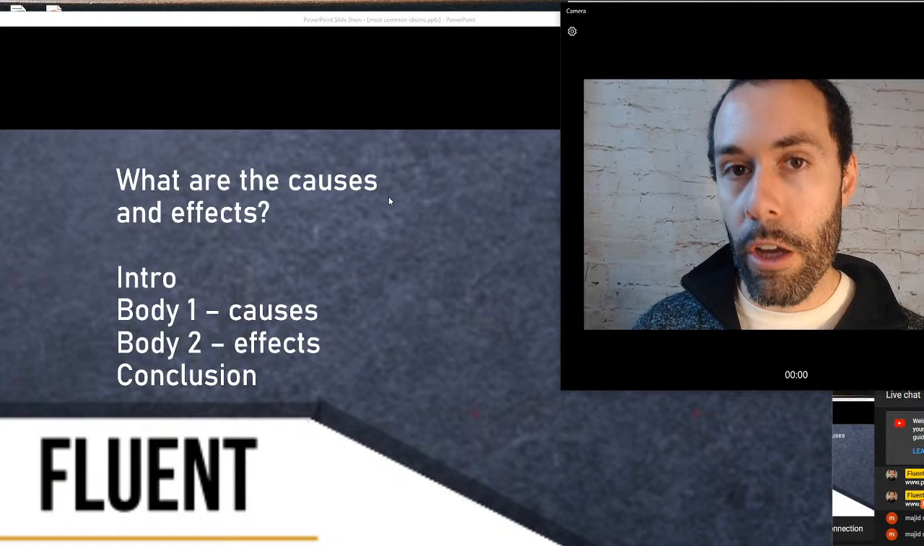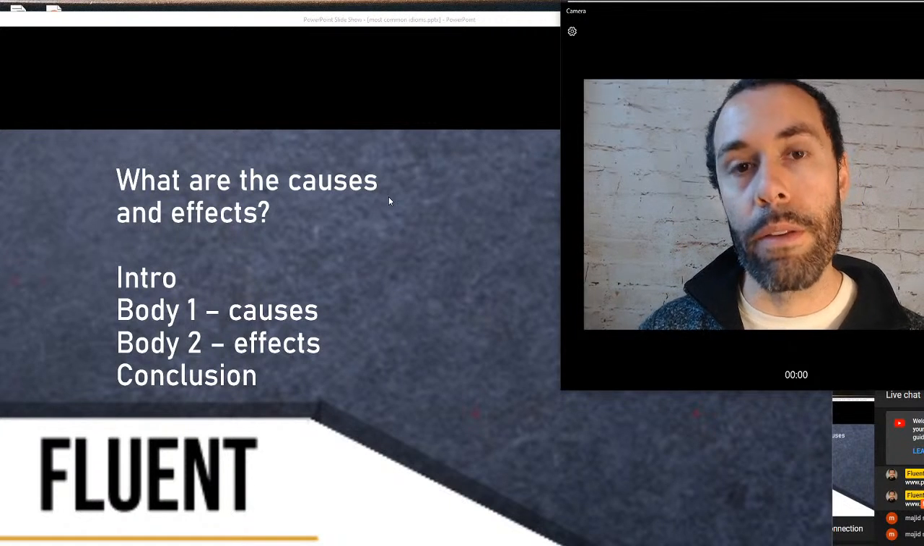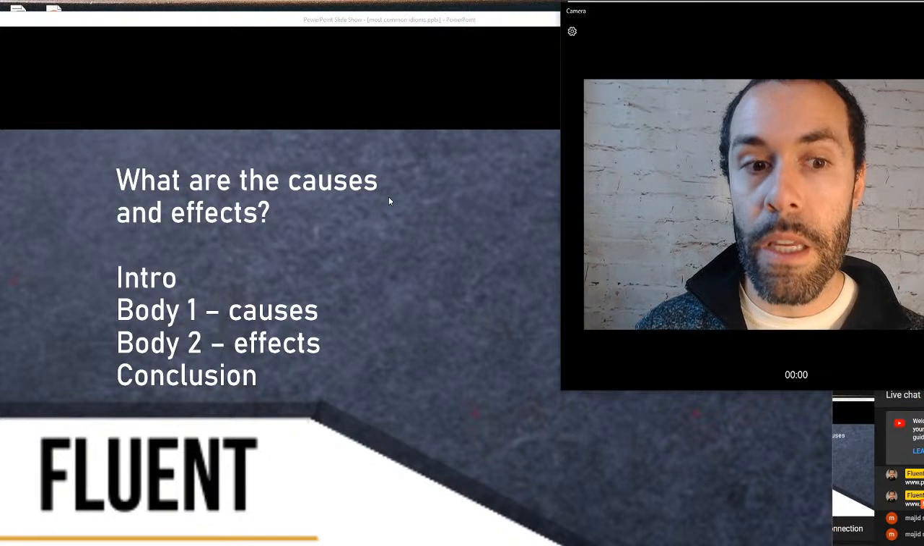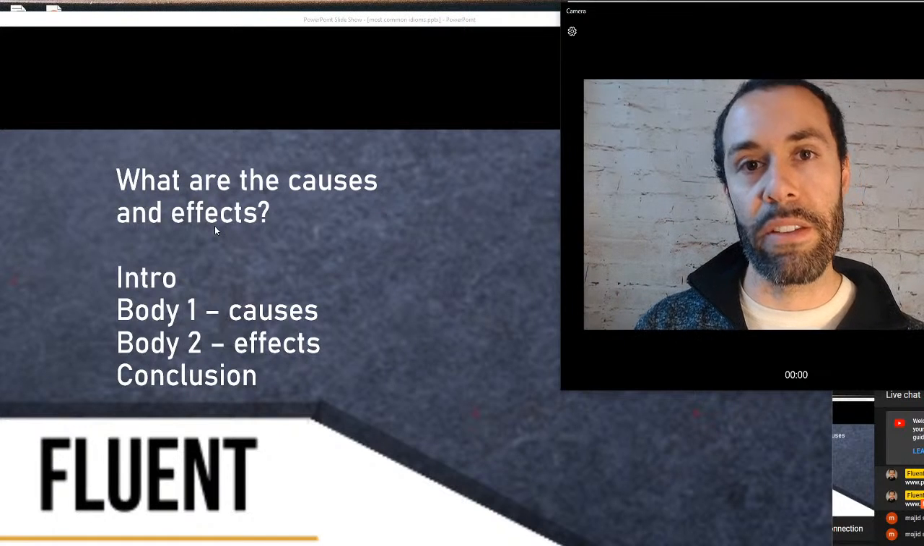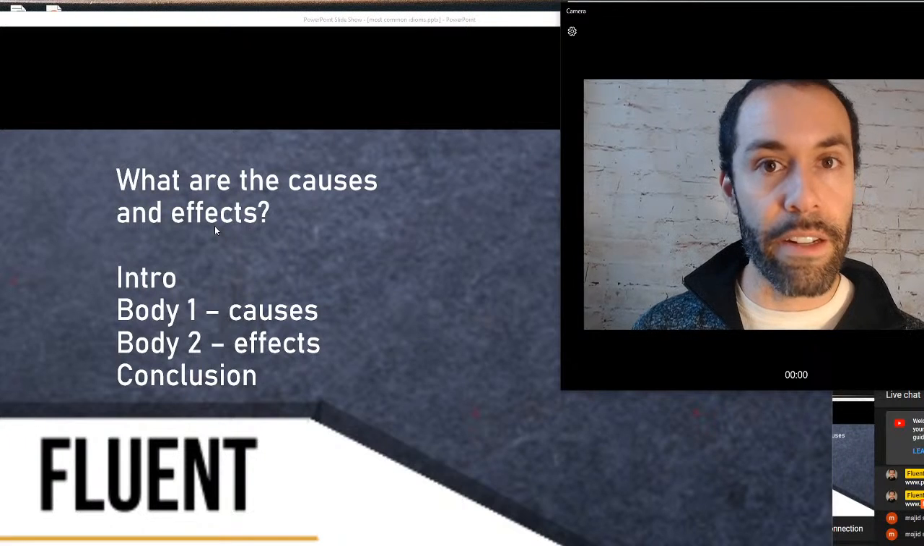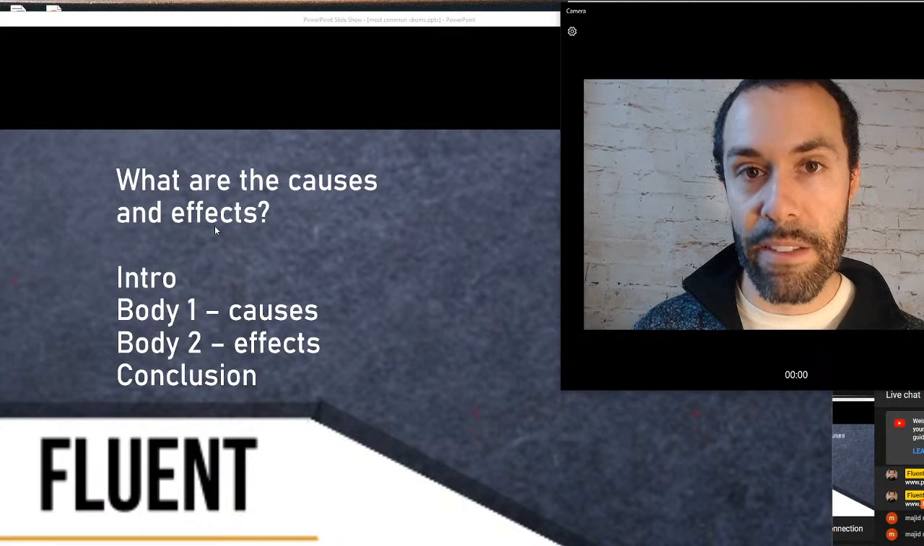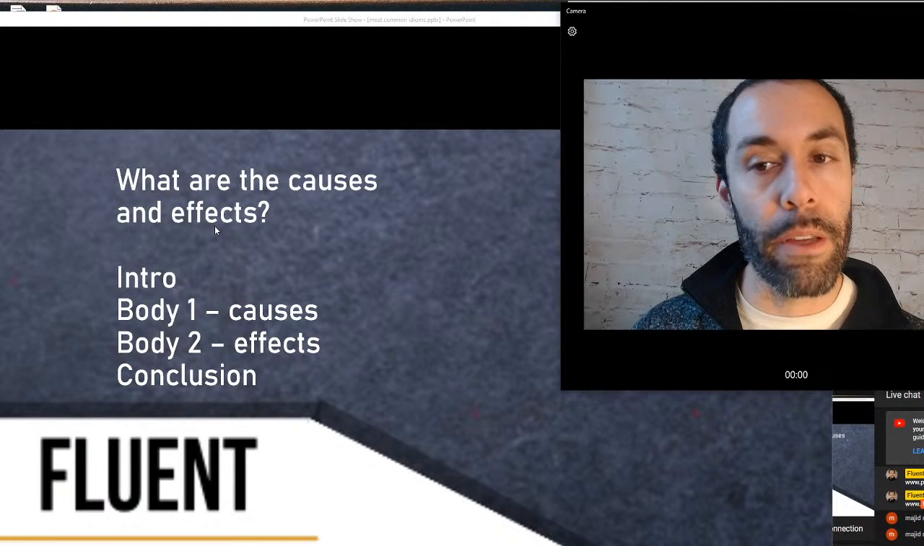If it says cause, what's the cause? I can just talk about one. But if it says what are the causes, I need two. Same thing for effects. If it says effects, plural, I need at least two. If it says effect, then I just need one. Either one of those.